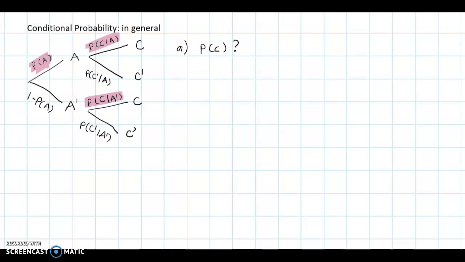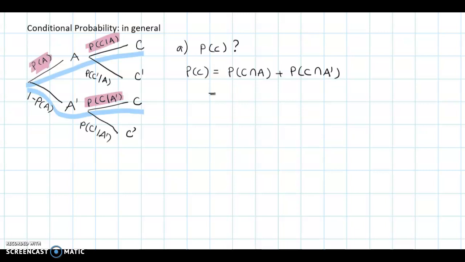And here we can see that there are two ways that the event C can happen. It can happen after A, or it can happen after the complement of A. So over here, for finding the probability of C, what we are looking at is the probability of C happening at the same time as A plus the probability of C happening at the same time as the complement of A. To find the probability of the first intersection, A, C, we are multiplying along the branches, so we have the probability of A times the probability of C given A. And then for the second branch, we have the probability of the complement of A multiplied by the probability of C, given that the complement is the one that happened.